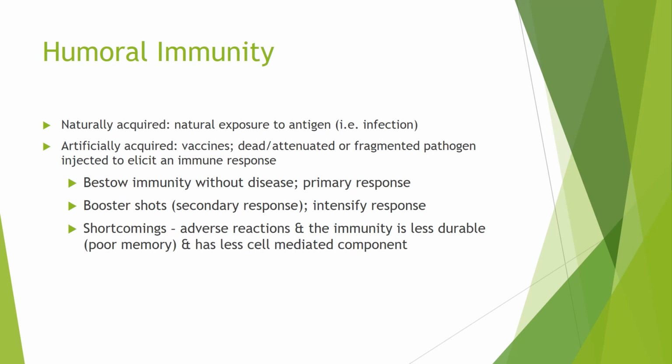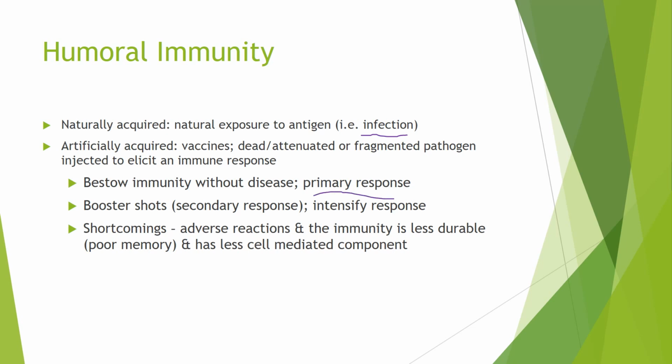With our humoral immunity, which again involves our antibodies, there are different ways we can acquire them. Naturally would be one example, and this is natural exposure to the antigen, like due to infection. Also, immunity passed down maternally we'll get as well. Artificially acquired immunity requires vaccines, and these are either dead, attenuated, or fragmented pathogens that are injected to elicit some type of response. And so we'll have immunity without the disease.